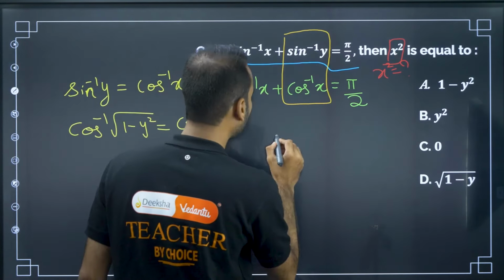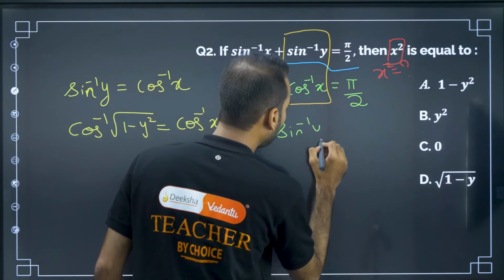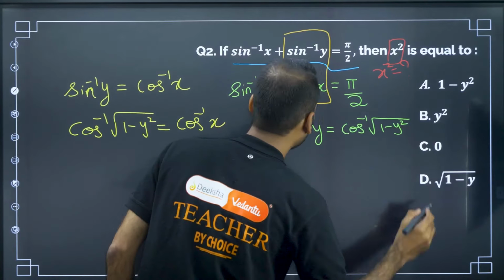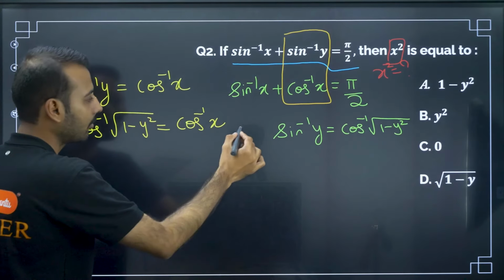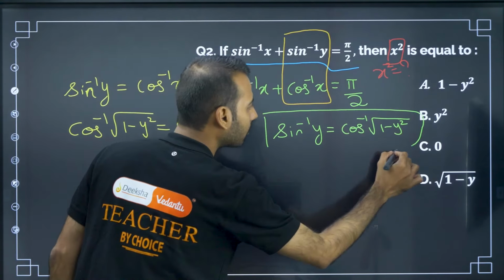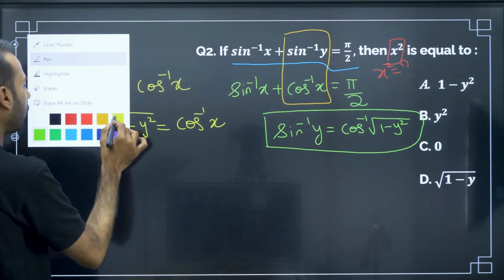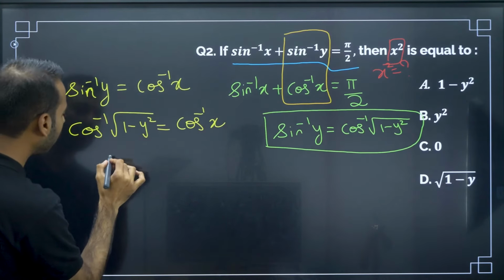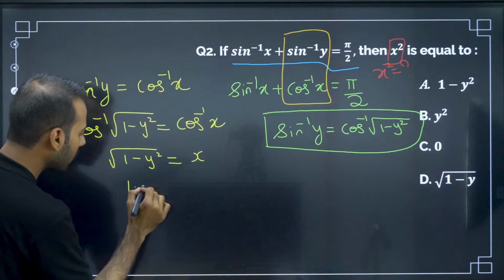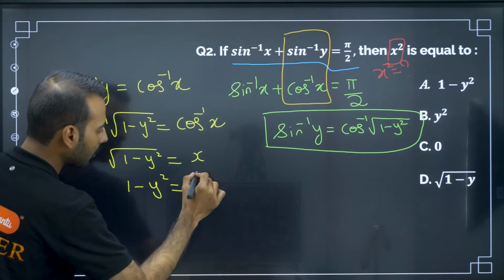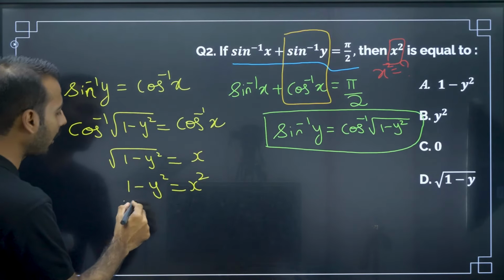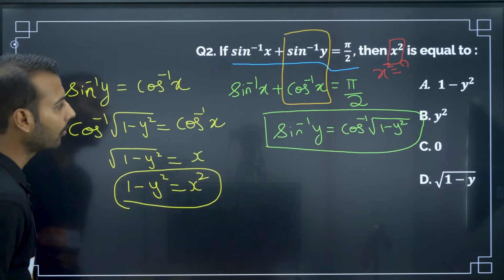Now again one more synopsis point you take. Sin inverse y is equal to cos inverse root of 1 minus y square. You should be able to recall this at this point. Next, from here I can come to a conclusion: root of 1 minus y square is equal to x. If I square on both sides, 1 minus y square is equal to x square. So x square is equal to 1 minus y square. They are asking to find the value of x square.